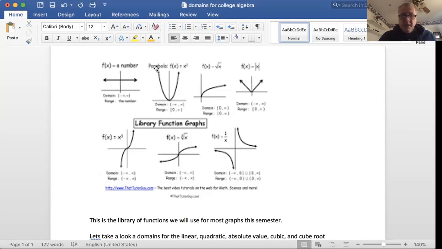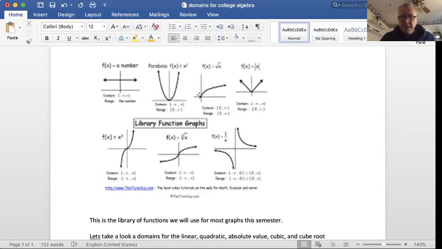Okay? The parabola, or quadratic, fits a function f of x equals x squared. All parabolas and x squares have a similar shape. Their steepness might be a little different, might be upside down, but they all have a similar shape. For the standard parabola of x squared, the domain is all real numbers, negative infinity to positive infinity, and the range goes from 0 upward, so 0 to positive infinity.